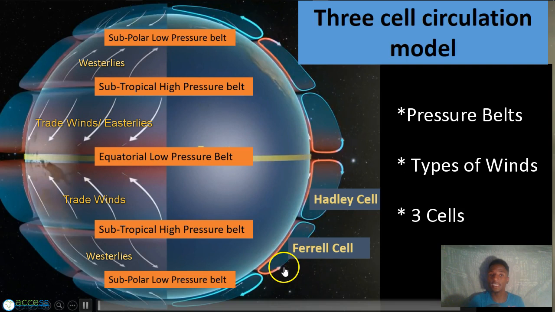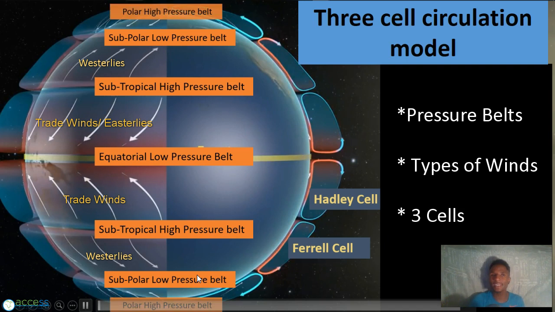So this Ferrel cell, as I've already explained, is from the warm air coming from the subtropics, and then when it gets here, and then there is a warm air from the polar, and then when it gets there, it rises, and when it rises, it creates this low pressure.